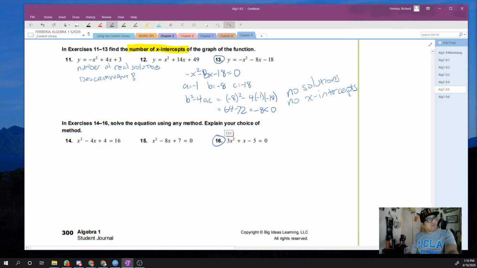So we are in standard form with question 16, so we figure out a, b, and c. And as is my custom, I'll figure out the discriminant first. That is 1 squared minus 4 times 3 times negative 5. That gives me 61, which is not a nice number. It's not a perfect square.